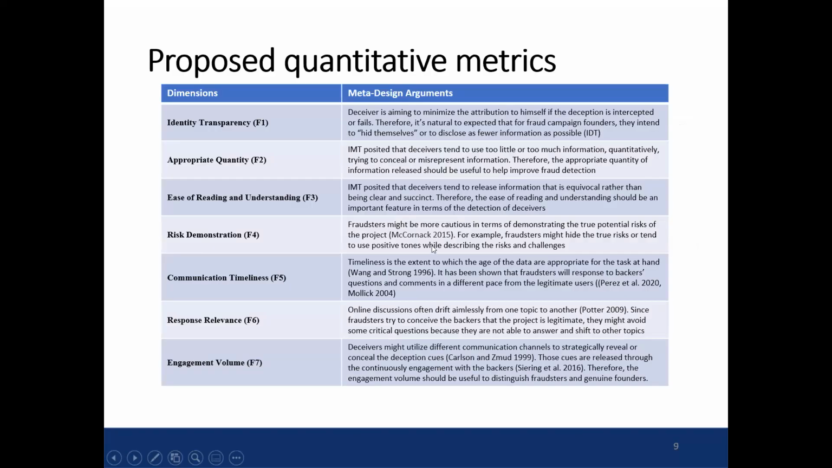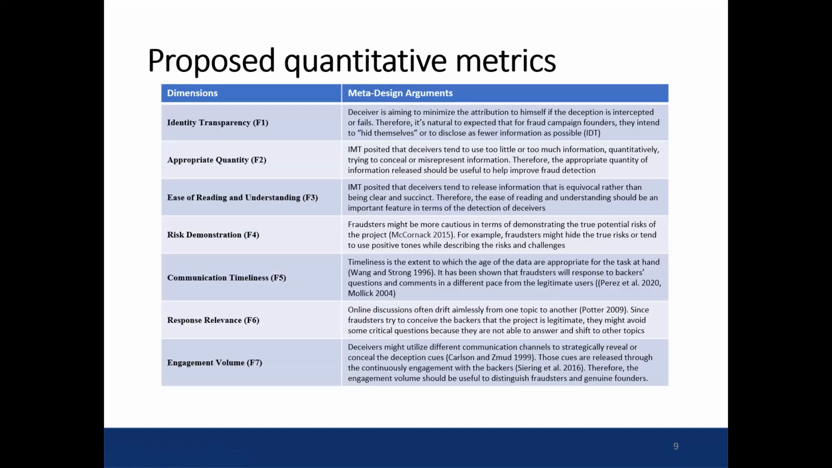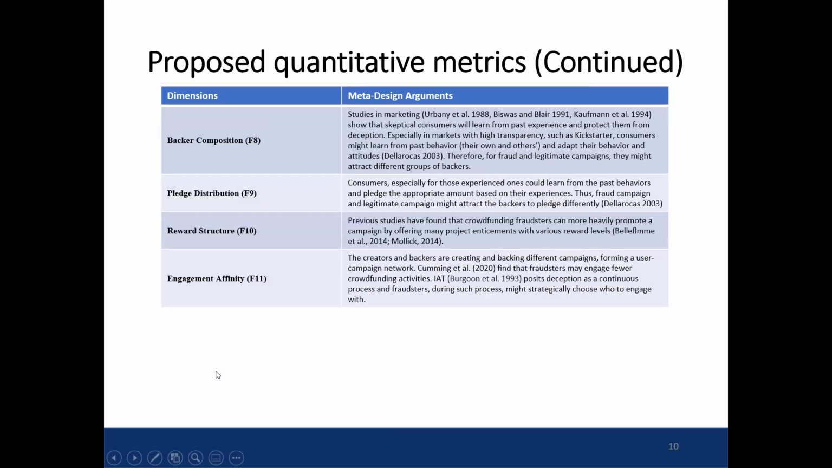Those are the proposed quantitative metrics. Overall, we propose 11 dimensions, but due to the limitation of time, I will not go into the details of each dimension. Those dimensions include identity transparency, appropriate quantity, ease of reading and understanding, risk demonstration, communication timeliness, response relevancy, engagement volume, backer composition, pledge distribution, reward structure, and engagement affinity.